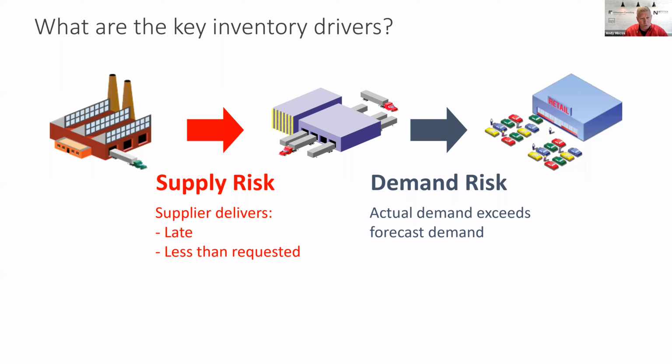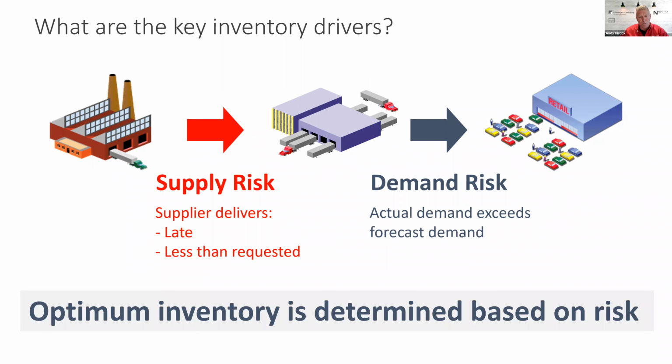But in reality, of course, we all know that vendors deliver late and underdeliver, and we underestimate future demand. And in both of those scenarios, we have the risk of running out of stock, or risk to our stock availability. So we need to measure these two factors by item, by location, in order to work out what the optimum level of inventory would be to support that.